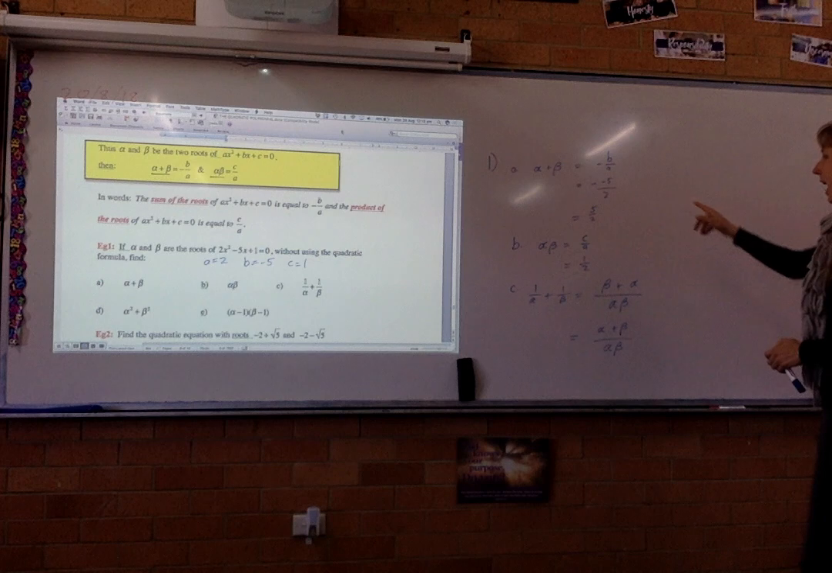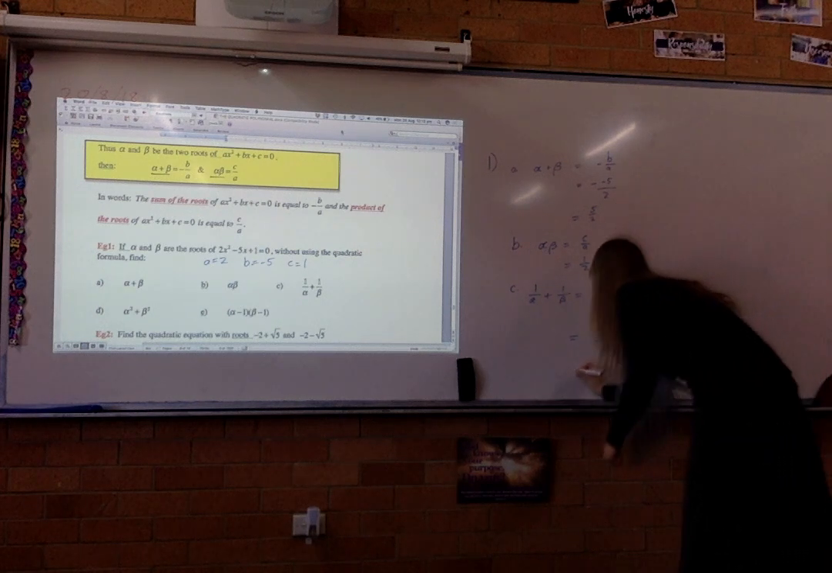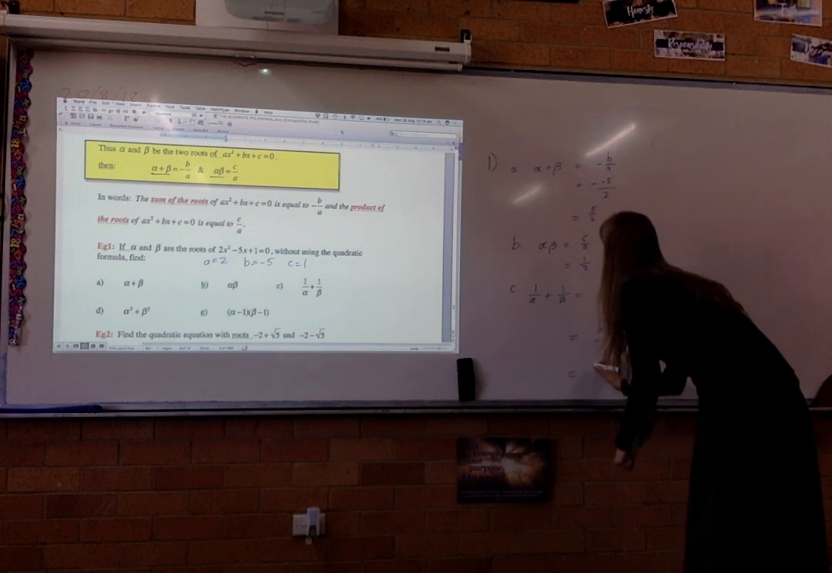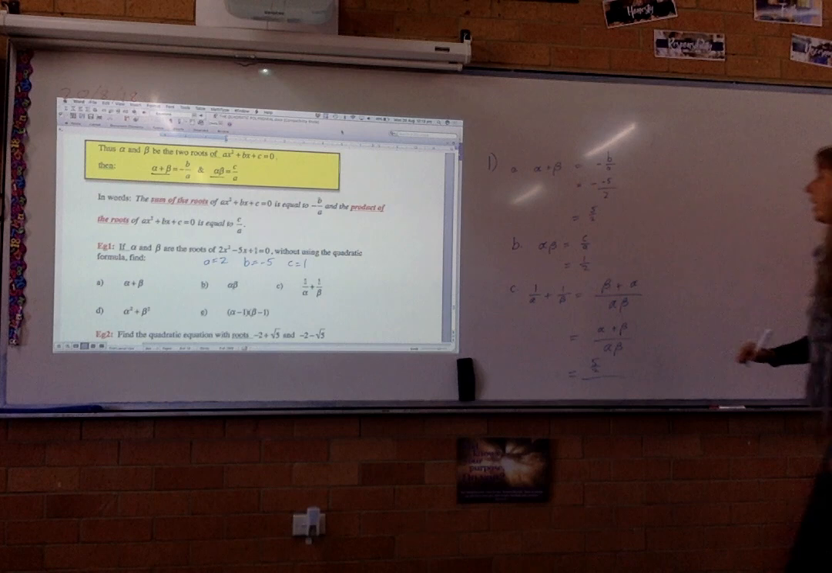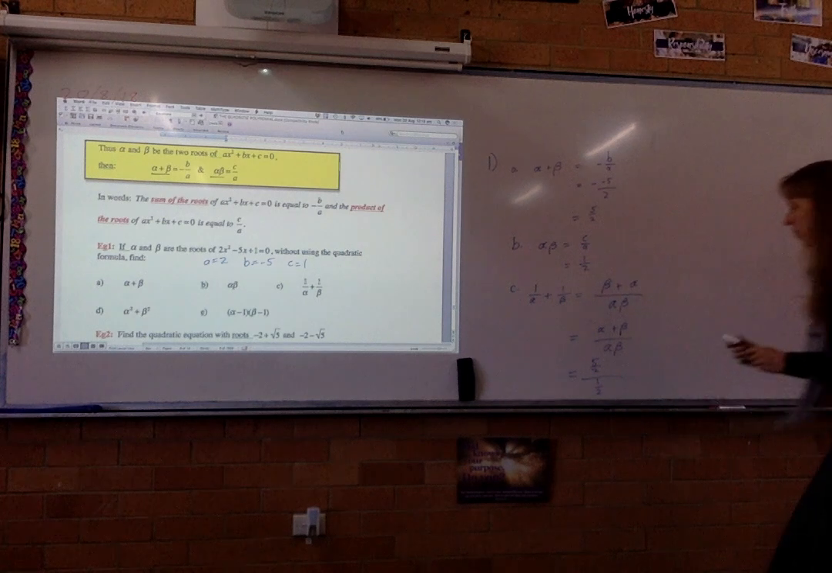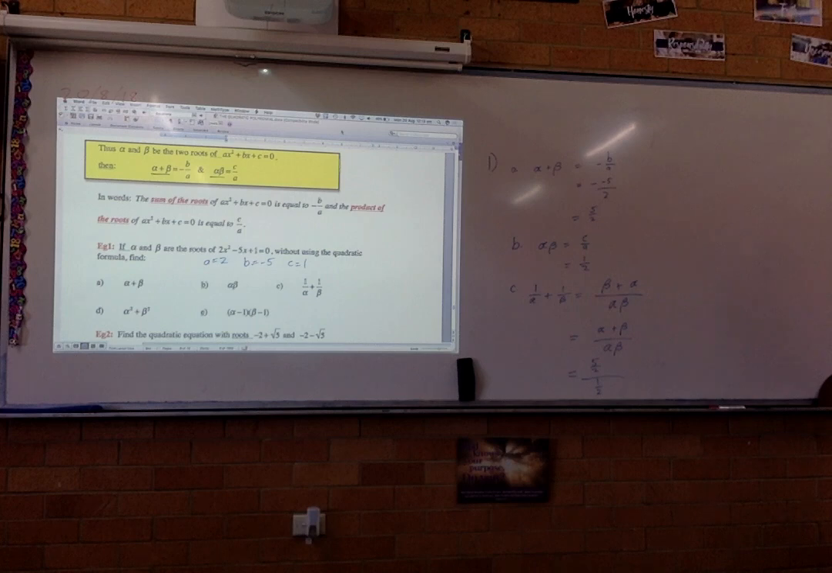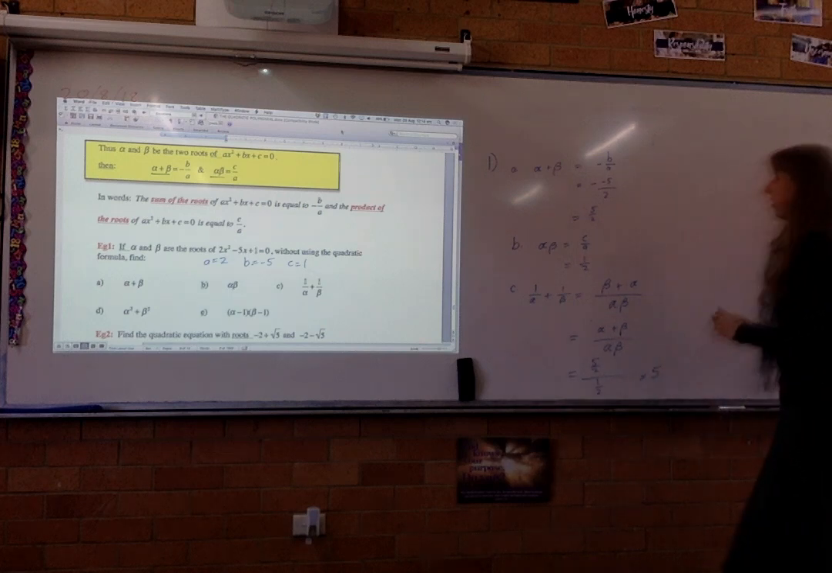So now I just sub in my formulas. I already happen to know, I'm not going to redo it all, what alpha plus beta is. I already know that it is 5 over 2, all over, I know that alpha beta is 1 over 2. Times top and bottom by 2, and it ends up with 5 over 1, or simply 5.